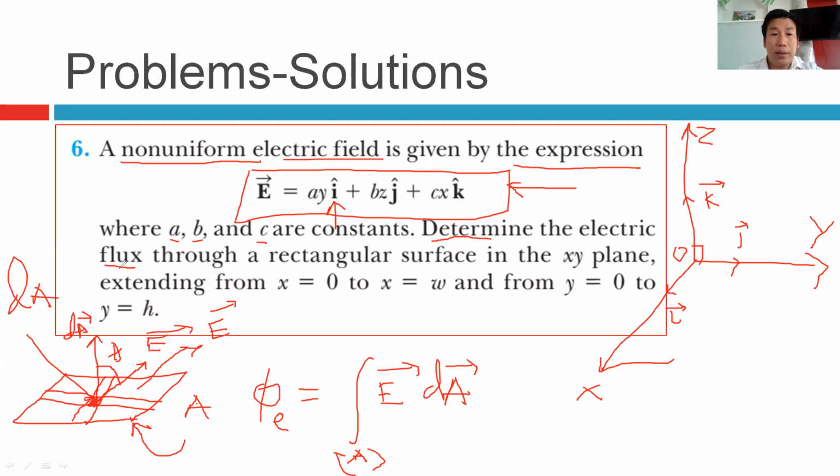So they asked us to determine the electric flux through a rectangular surface in the XY plane. Here is the XY plane, right? Extending from 0 to W here, and from 0 to H here. So you have a rectangle here. Right.